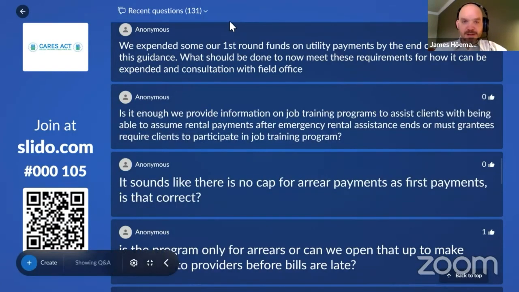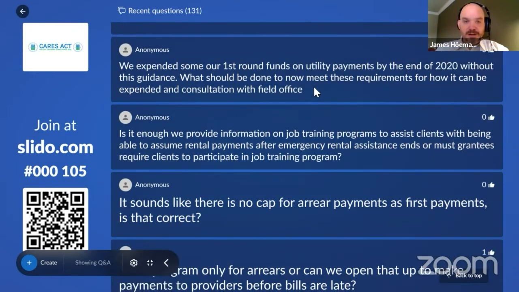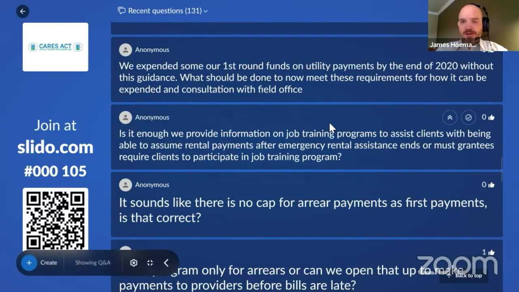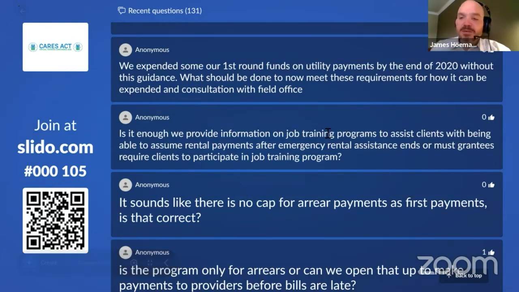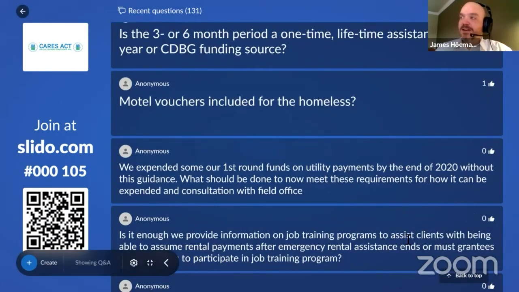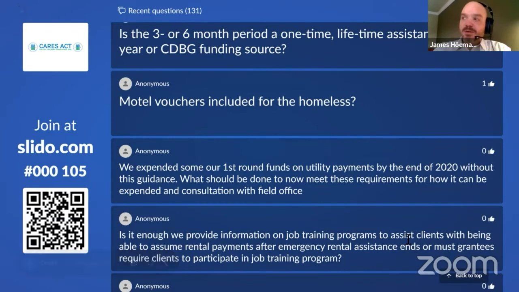Is it enough that we provide information on job training programs to assist clients with being able to assume rental payments after emergency rental assistance ends, or must grantees require clients to participate in job training programs? That's up to you. If you remember back on that slide, we advise you to keep things simple, but you're certainly able to put those requirements in there.